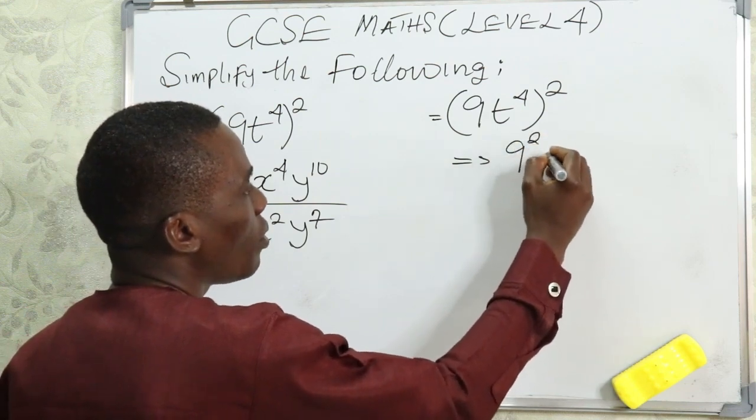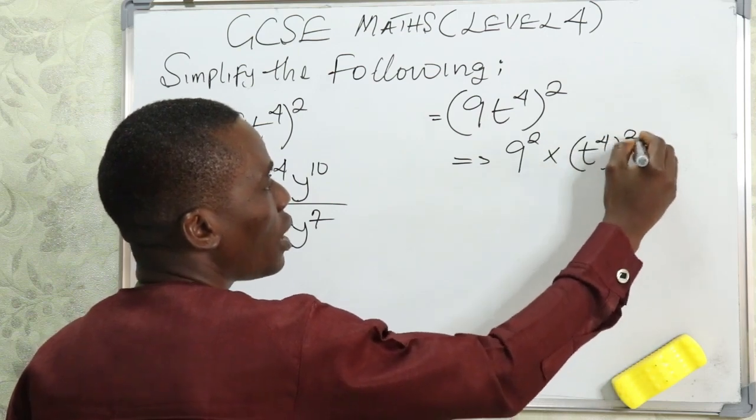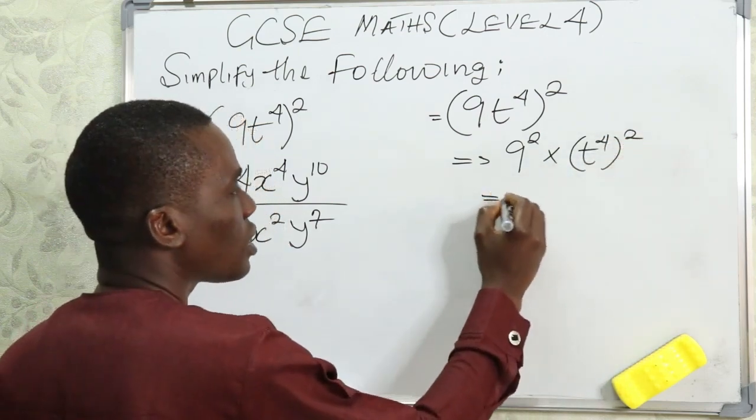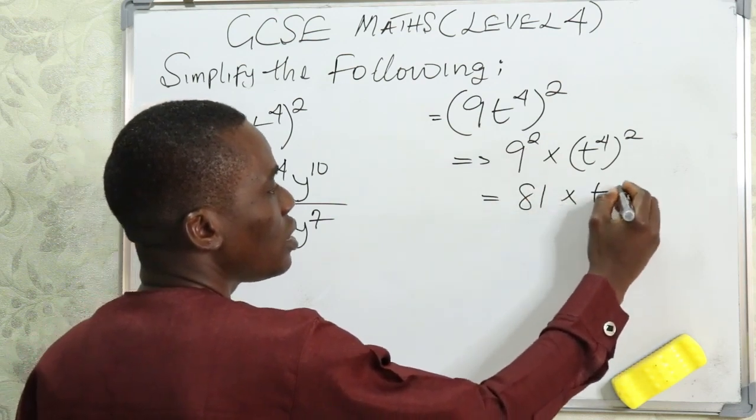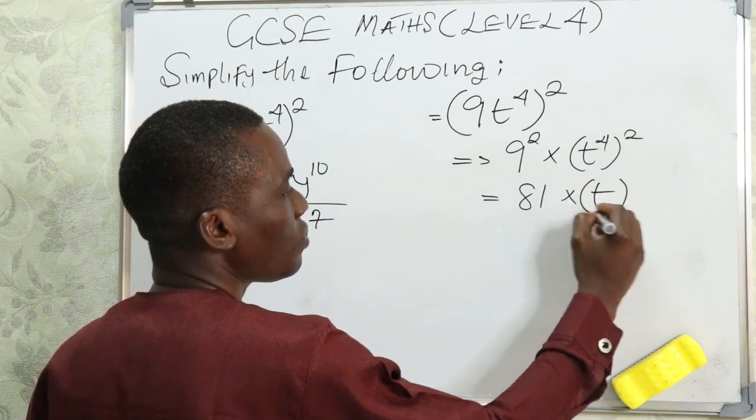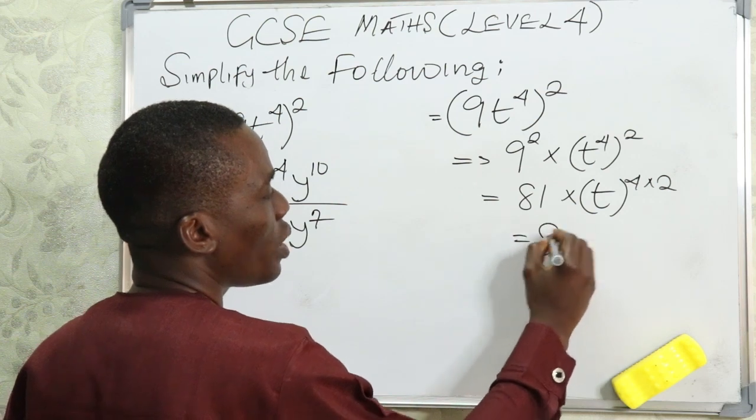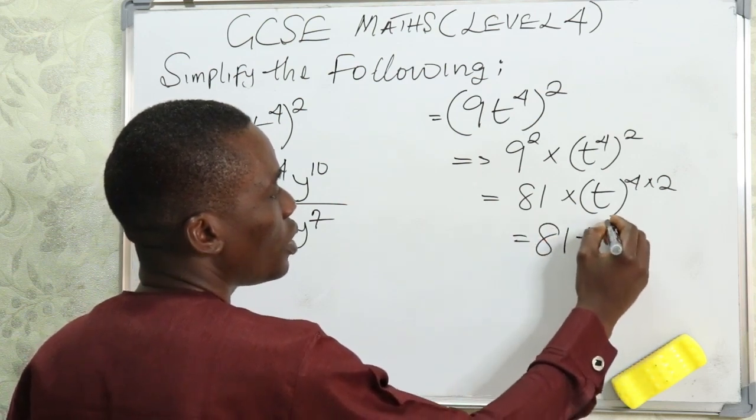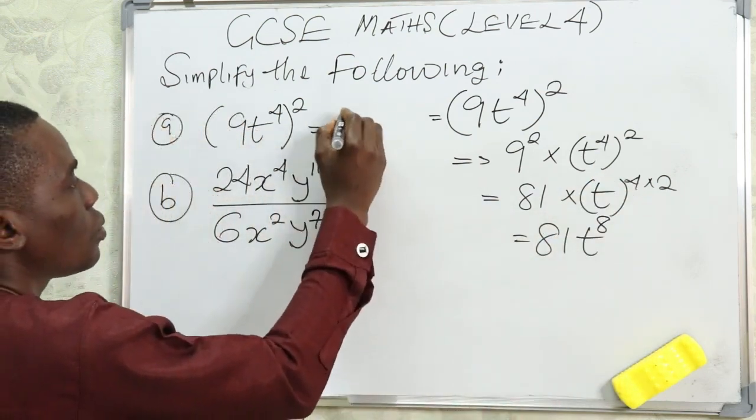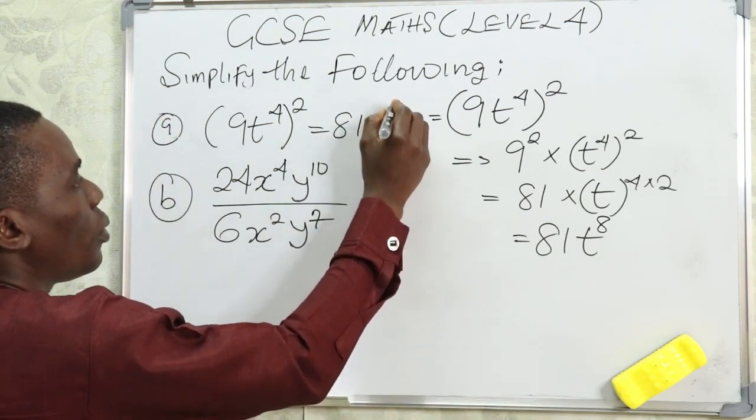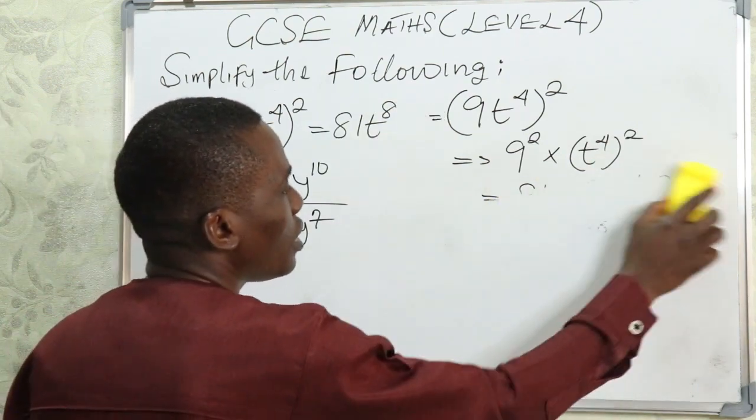That will give us 9 squared multiplied by t^4 raised to power 2. So our 9 squared will give us 81 times t raised to power 4 times 2, which is equal to 81t raised to power 8. So this solution will be equal to 81t^8. Very good.